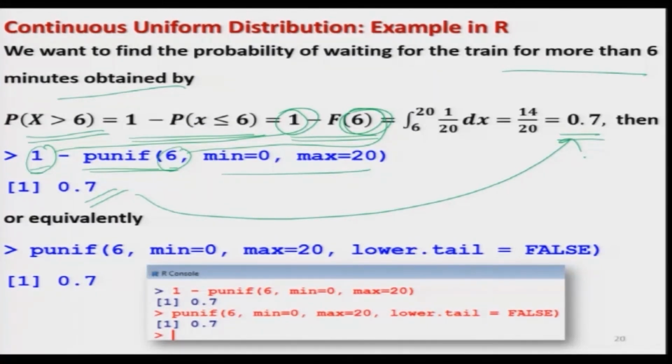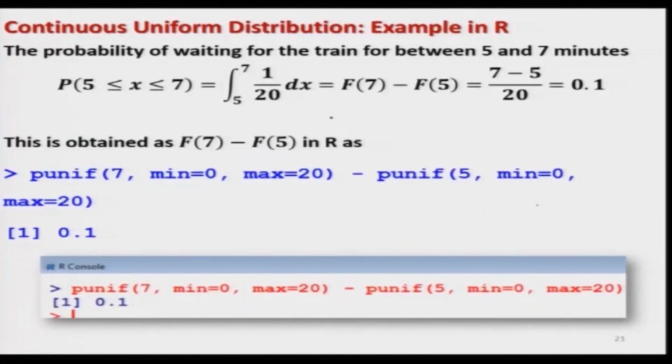And in case you do not want to use this business of 1 minus F of 6, then the probability x greater than 6 can be obtained directly by using the command with lower.tail equal to FALSE. You use the same command, but you make it lower.tail equal to FALSE. This will give you the same value, and this is the screenshot, right. So, you can see it is not difficult to compute such probabilities. And if you want to compute the probability of waiting for the train between say 5 and 7 minutes, this probability can be computed by x lying between 5 and 7. So, that will be the integral from 5 to 7 of 1/20 dx, and this value can be solved to be 0.1.